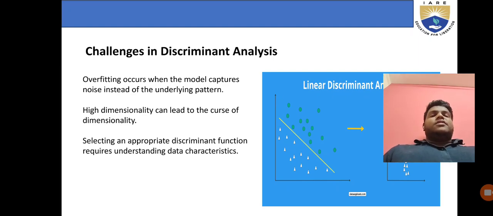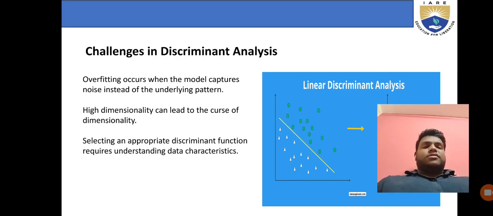Challenges in discriminant analysis. Overfitting occurs when the model captures noise instead of the underlying pattern. High dimensionality can lead to the curse of dimensionality. Selecting an appropriate discriminant function requires understanding the data structure and characteristics.